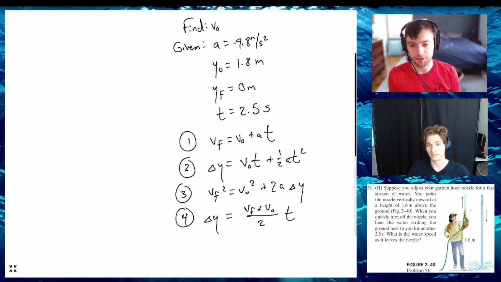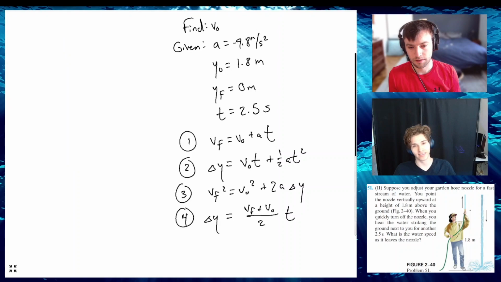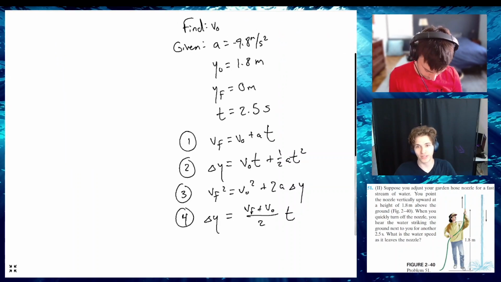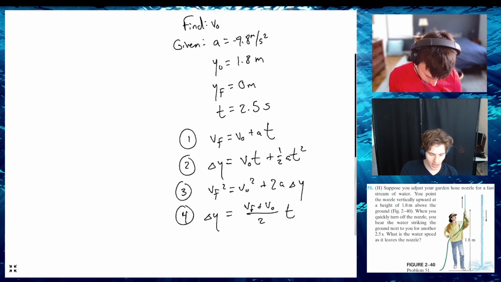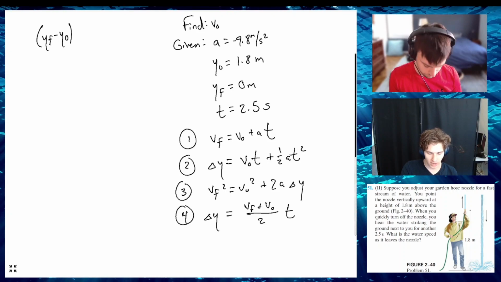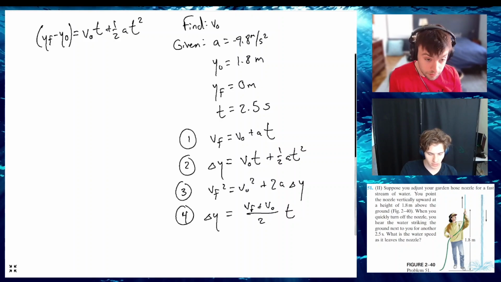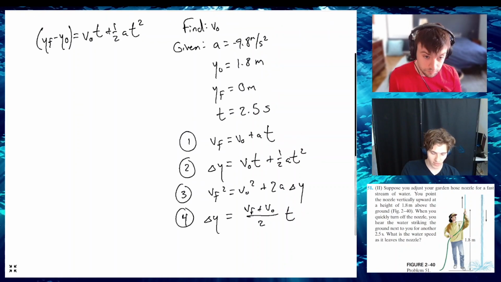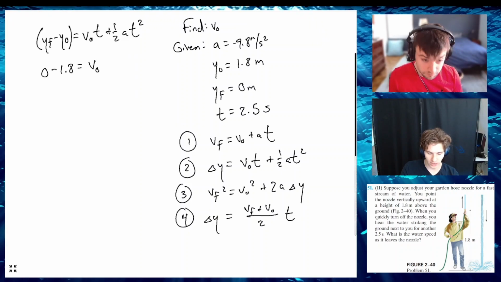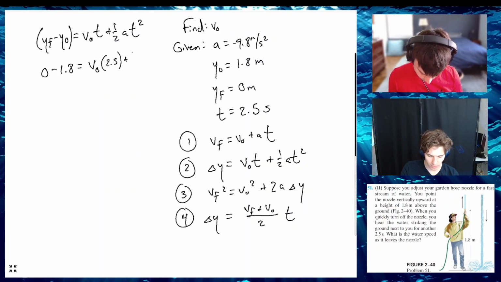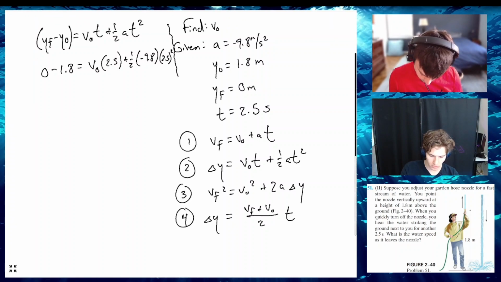So all these contain V final and V initial. Not all of them. There's one that doesn't contain V final. Oh, is that number 2? Number 2, exactly. So we have delta Y, and I'm going to rewrite delta Y as Y final minus Y initial, because that's what delta Y means, equals V naught T plus 1/2 AT squared. And let's begin to fill this in. We have that Y final is 0, Y initial is 1.8. We're solving for V initial. We know the time is 2.5. We have negative 9.8, and then 2.5 squared.